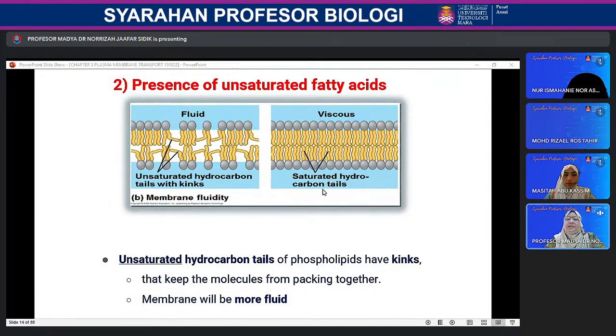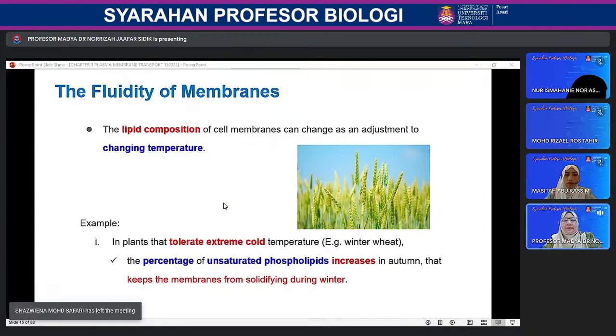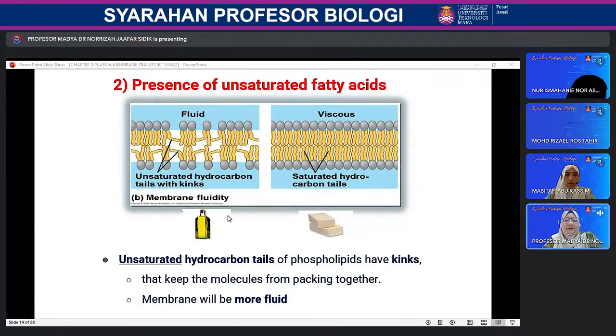Here, with the saturated hydrocarbon tails, the phospholipids are more closely packed. Example given here, like oil, it stays more fluid during very cold temperature.